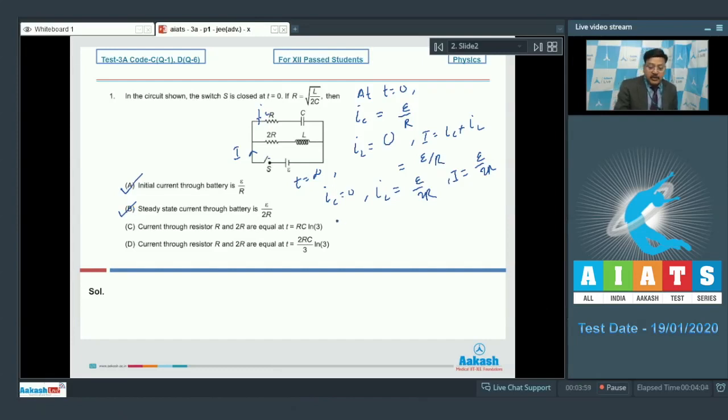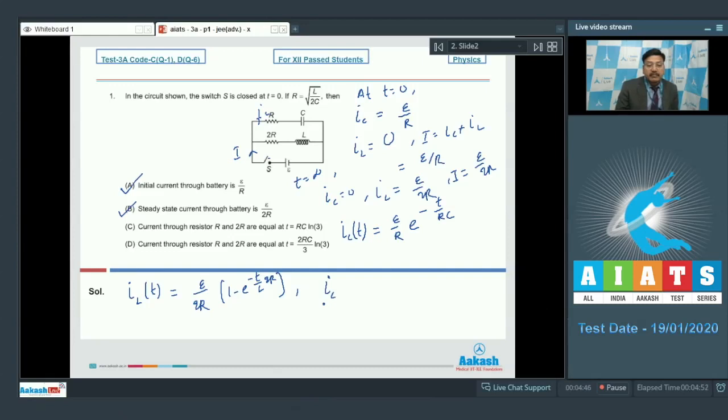Now to evaluate options C and D, we need to look at expressions for the transient current as a function of time. Current IC at time t is the initial current through the capacitor, that means E by R into e to the power minus t by the time constant, and the time constant is RC. This is the current in the branch having the capacitor. Similarly, current in the branch having the inductor is the steady state current, which is E by 2R into 1 minus e to the power minus t by the time constant for this circuit, which is L by 2R.